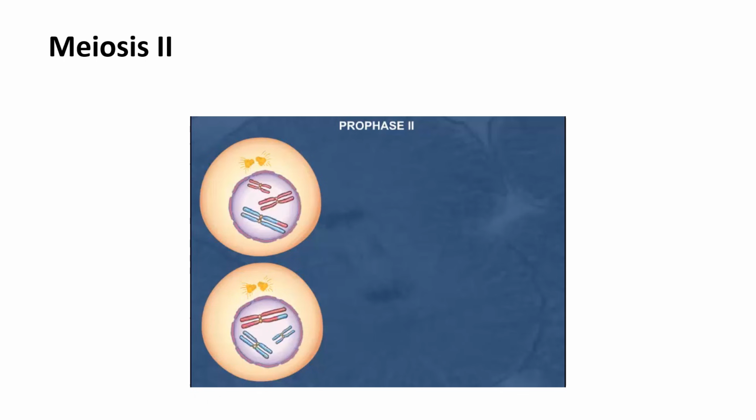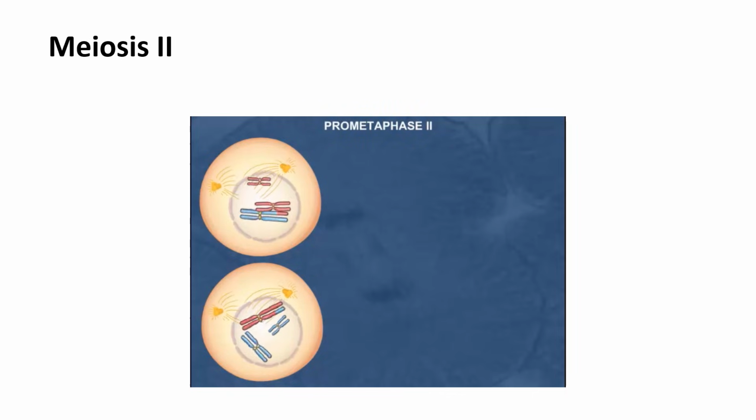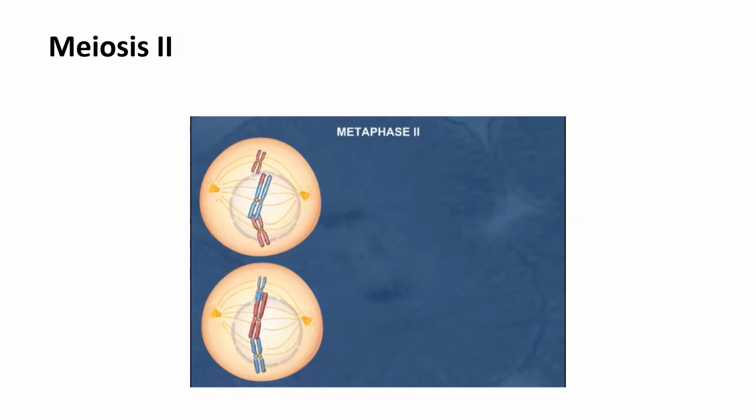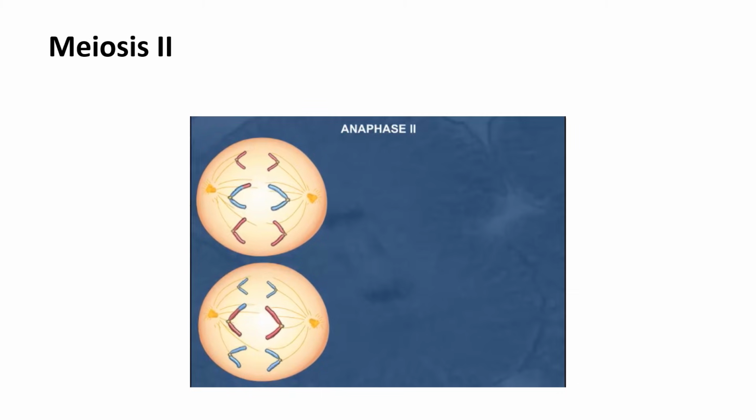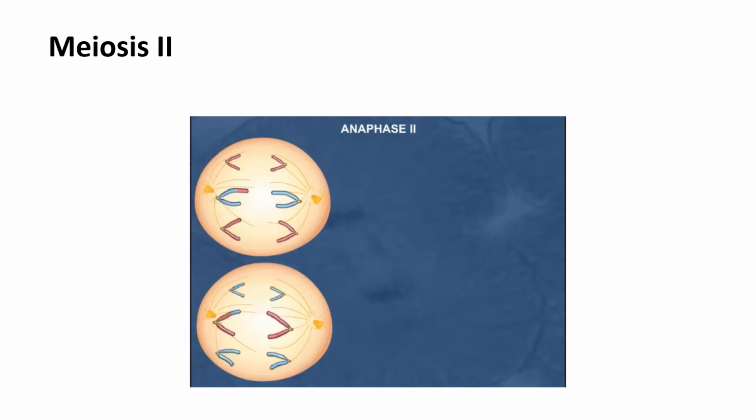Here is a video that will animate that for you. At prophase II, the chromosomes condense again, and the nuclear membrane vesiculates. During prometaphase II, the spindle apparatus forms, and the sister chromatids become attached to kinetochore microtubules. In this case, a pair of sister chromatids is attached to both poles, not just one pole as in prometaphase I. At metaphase II, the sister chromatids are aligned along the metaphase plate, with each chromatid being attached to one pole.